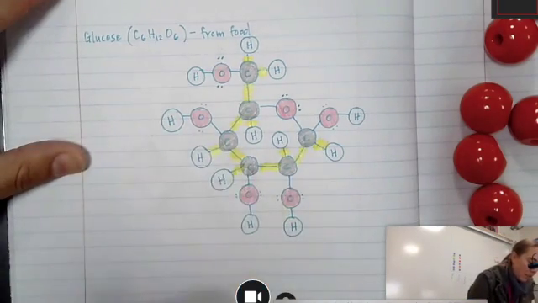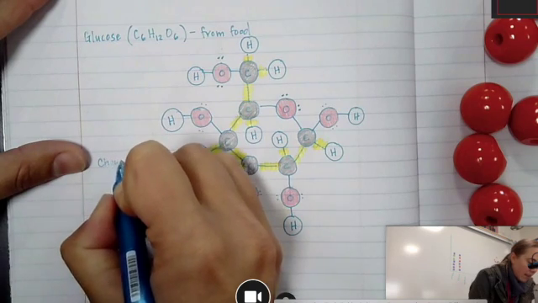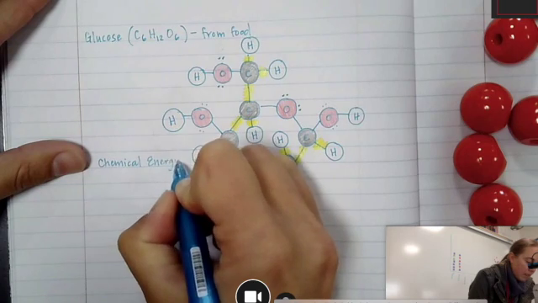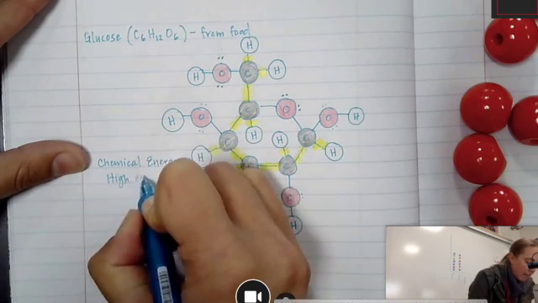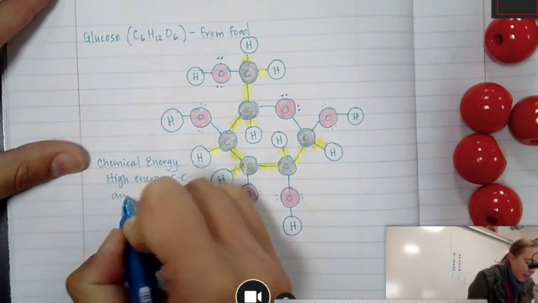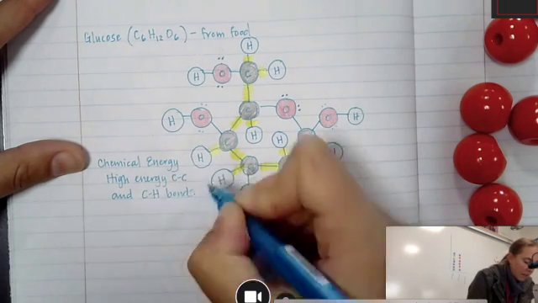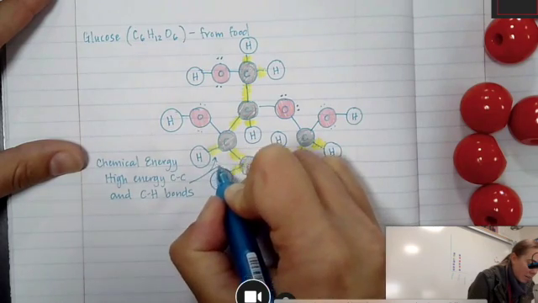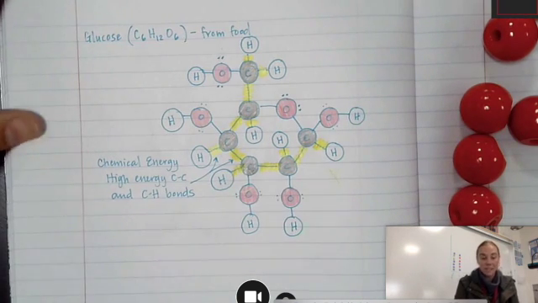So this glucose has a lot of chemical energy. And the chemical energy is in the form of those high energy carbon to carbon and carbon to hydrogen bonds. So I'm just going to draw little arrows here. So we've got a carbon to carbon and a carbon to hydrogen bond. That's where that chemical energy is.